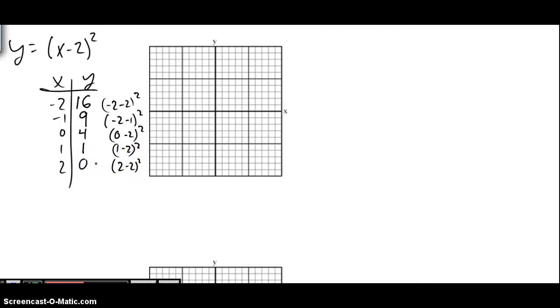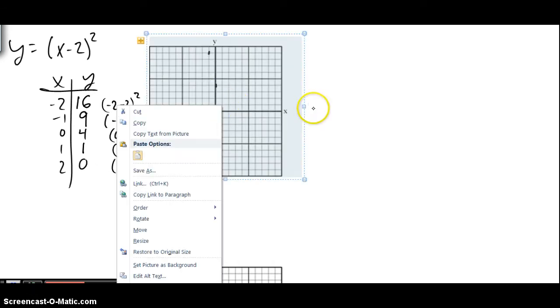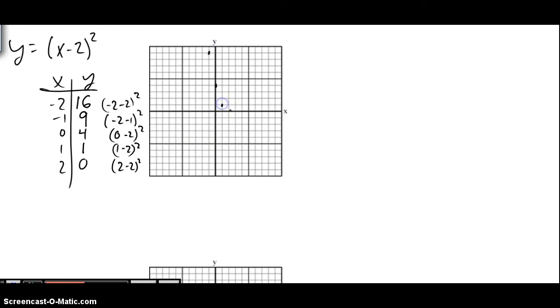So, if I'm going to plot those, let's see here. Plot these points. Okay, there we go. So, does that look like a parabola to you? I don't know. Looks like I'm not quite done. Maybe I should keep going.